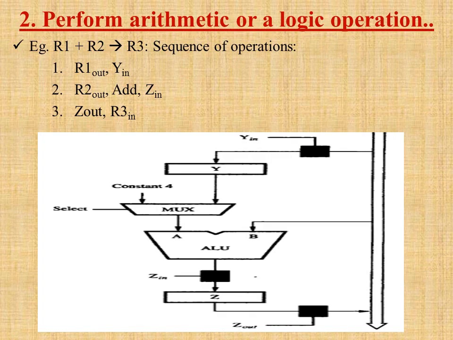Another thing, Yin is also written. What does it indicate? Whatever contents we have taken out of R1 will be put into the Y register by supplying Yin equals 1. So in the first step, R1out and Yin are the control signals or control switches that are being used. In the second step, the second operand is to be taken out from the register R2, so R2out is used.